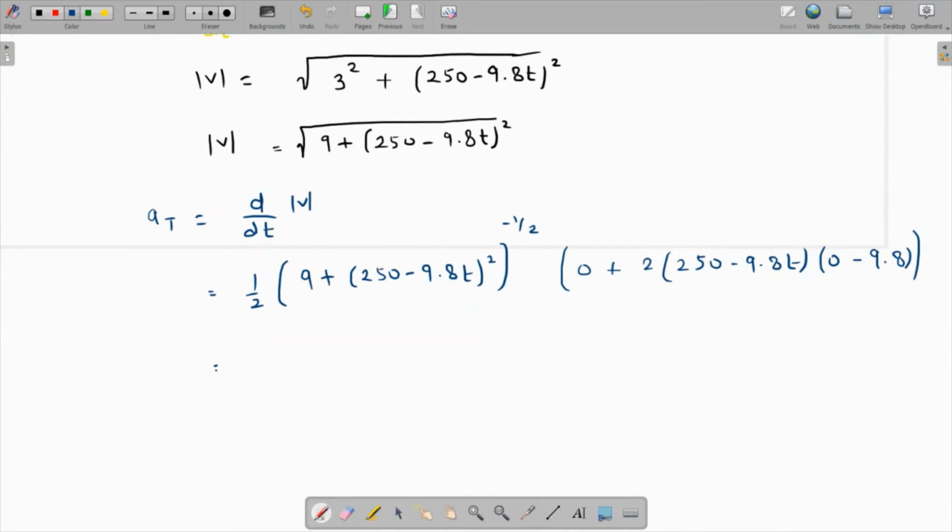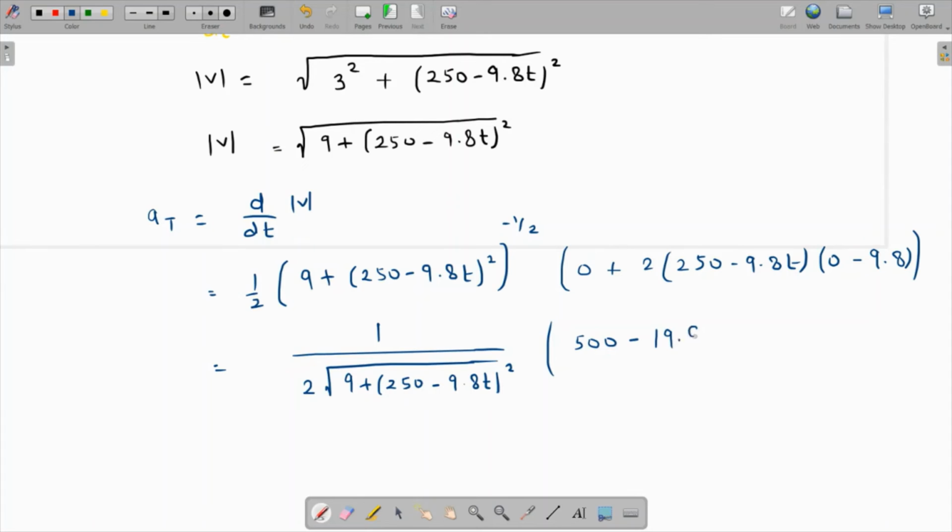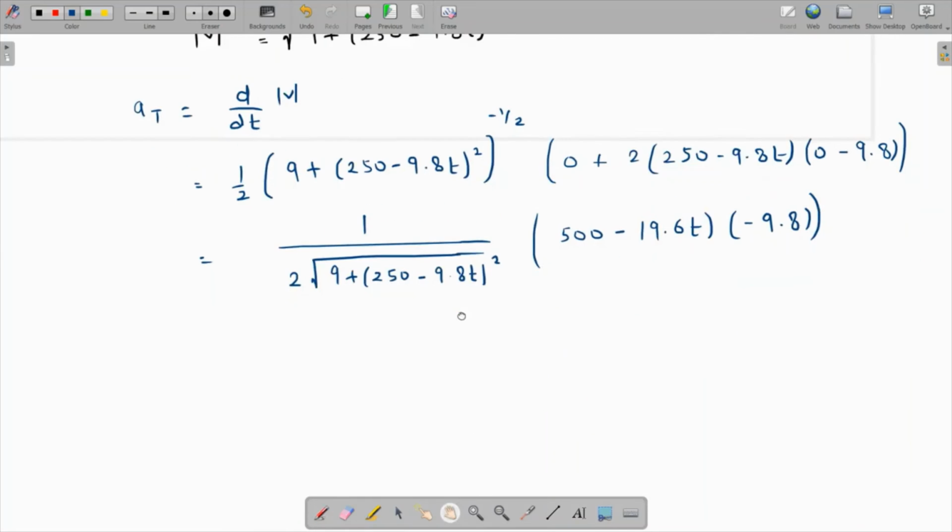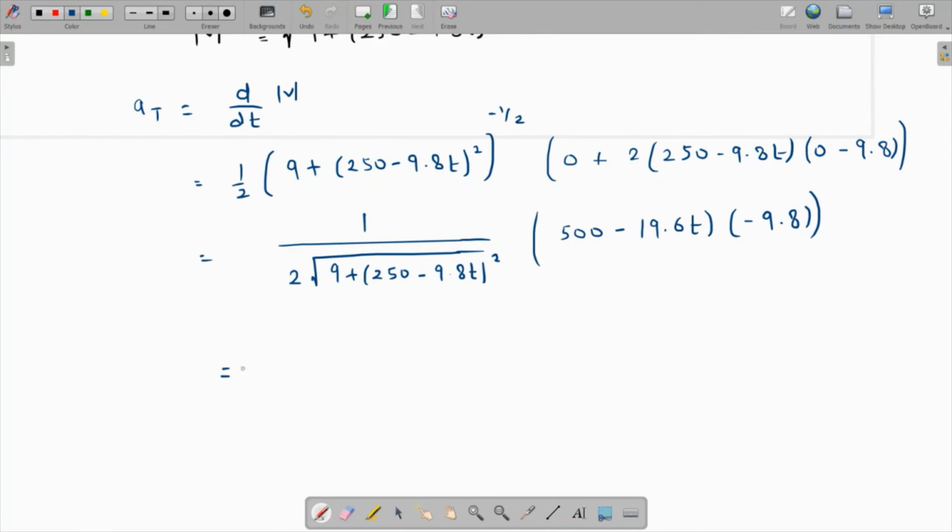Let's simplify this further. This can be rewritten as 1 over 2 times the square root of 9 plus (250 minus 9.8t) squared, times the derivative of the inside. We won't write the 0. 2 times 250 is 500, and 9.8 times 2 is 19.6, so we get 500 minus 19.6t, and we already have negative 9.8 outside. Let's open up the brackets here.